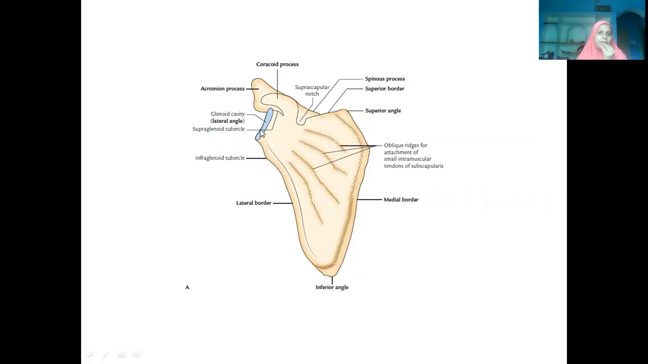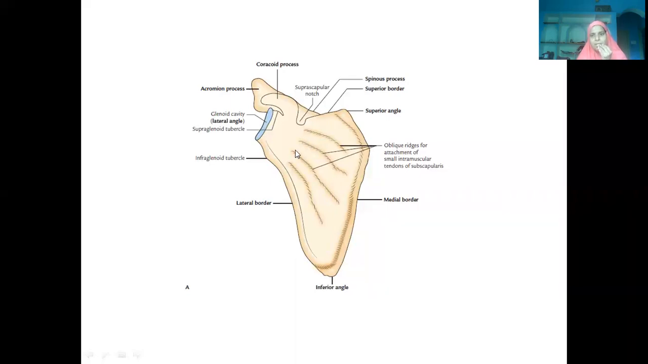This glenoid cavity is shown in blue color because it is covered with articular cartilage. What is coming and articulating here in the glenoid cavity? The head of the humerus, to form the shoulder joint. What are these 2 projections we are finding? One is the coracoid process, which is beak-like, and the other is the acromion process, which is in continuation with the spine of the scapula.